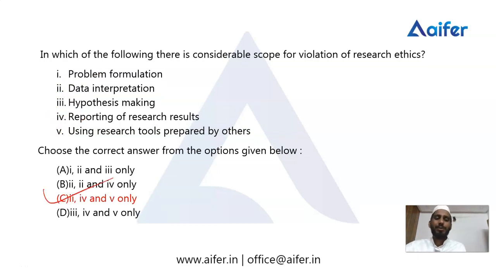The question is, in which of the following is there considerable scope for violation of research ethics? The options are problem formulation. In problem formulation, there will not be a violation of ethics, and in data interpretation, in reporting of research result, and using research tools prepared by others. In these three steps, there is considerable scope for violation of research ethics.